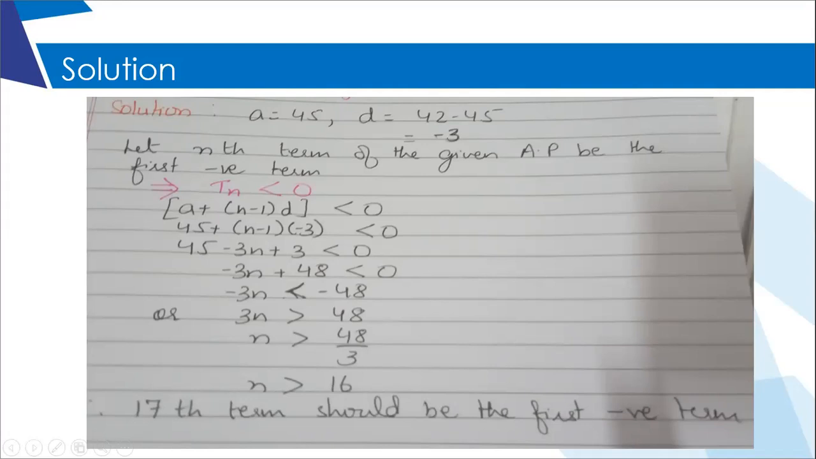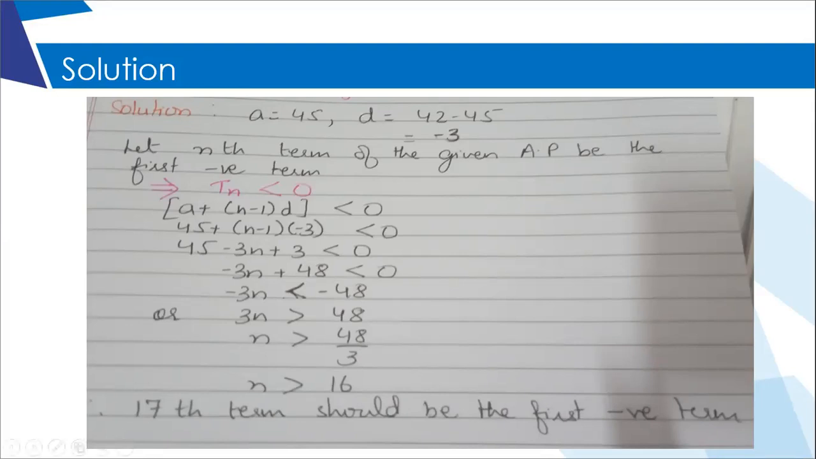Till the 16th place the term is not negative. The 17th term will be the first negative term because n has to be greater than 16, and the only possible value which n can have after 16 is 17 because n has to be a whole number.